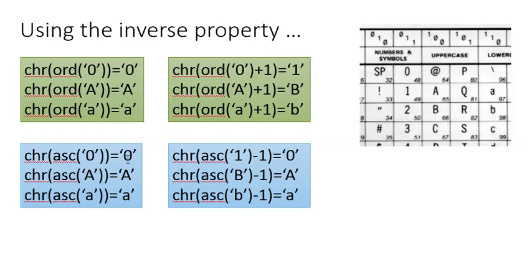I can also do a left shift by simply subtracting. So for instance, if I did an ASC of "1" minus 1, that will look up the ASCII value of 1, which would be 49. Take 1 away, it gives me 48, and the character code for ASCII 48 we know is 0. Likewise, ASC of "B" minus 1 will give me capital A, and ASC of lowercase b minus 1 will give me lowercase a.